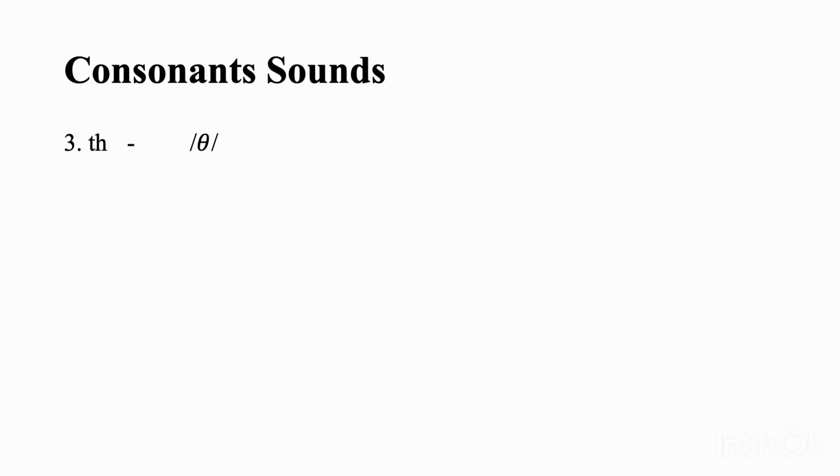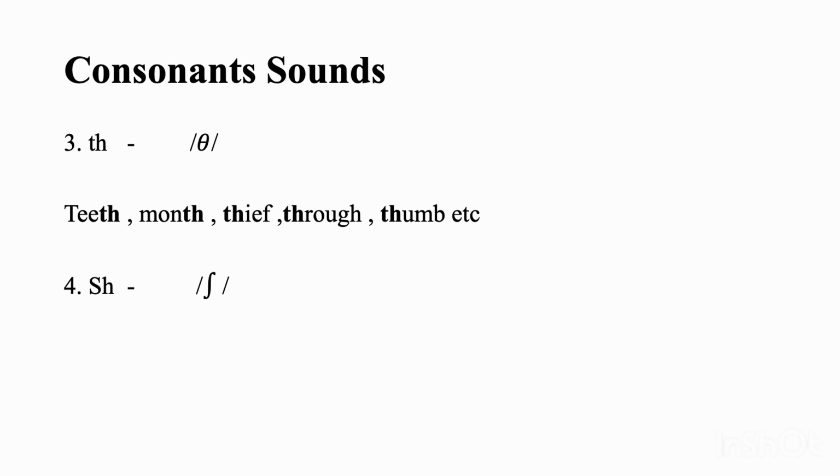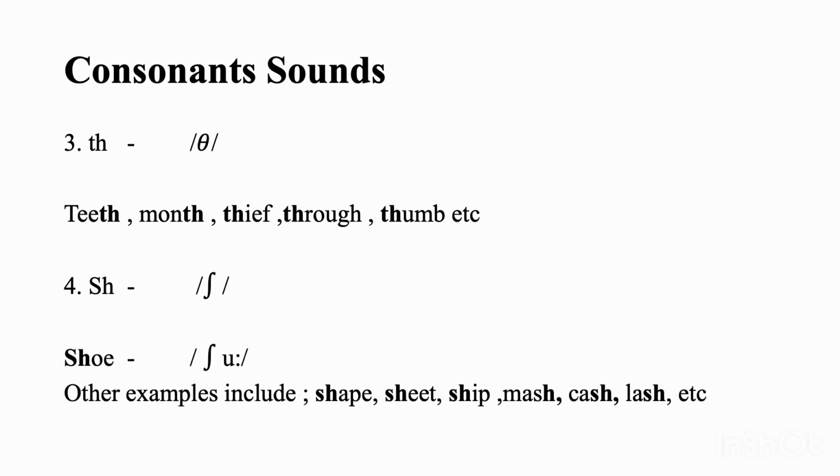We move on to the third one, that is the th sound. So: teeth, month, thief, through, thumb. And then we come to the sh sound. This is usually realized when we have the letters SH placed together. An example is shoe. We have other examples such as shape, sheet, ship, mash, cash, lash, etc.